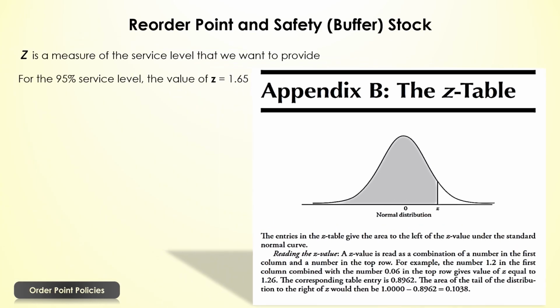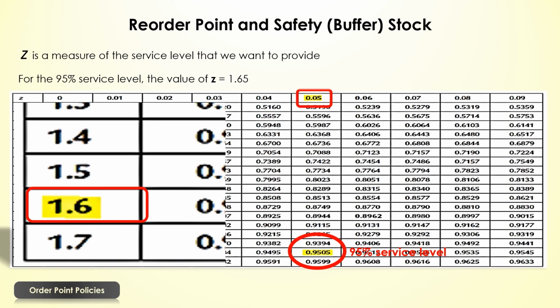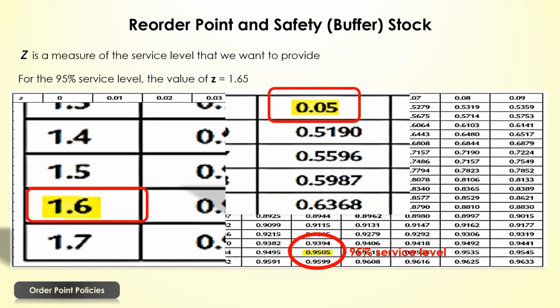So how do we use the Z table? Our Z value is read as a combination of a number in the first column and a number in the top row. For the given example, let us find how we got the 1.65. Corresponding to the 95% level, the value of Z in the first column is 1.6 and the value of Z in the top row is 0.05. Adding these values, we have 1.65 as our Z.